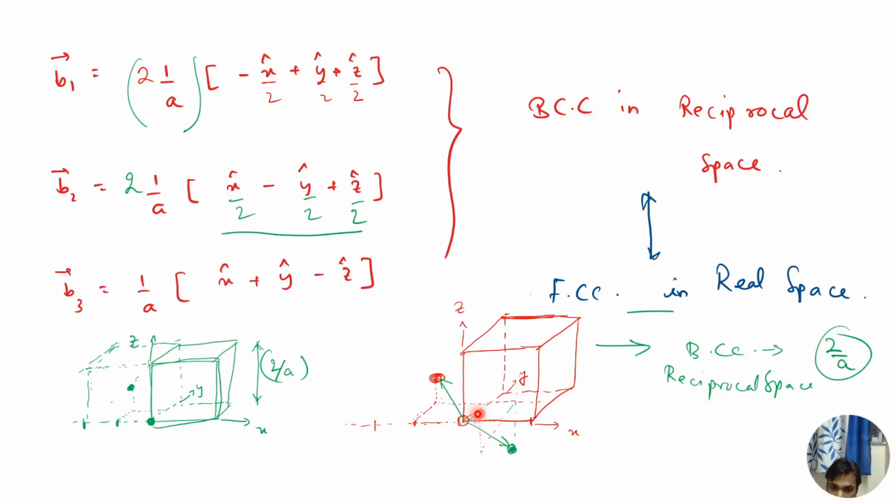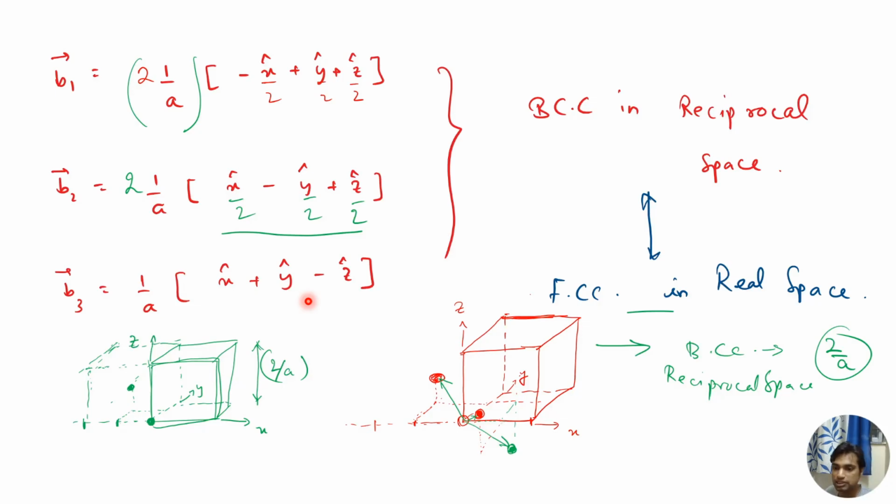So this is the body center of another adjacent cube, and this one is x cap by 2, y cap by 2, and minus z cap by 2. That is the body center of the one which is below that cube. So for this particular corner, you have three cubes adjacent to it, right? And these three denote the body centers of those three cubes. So that is why it is a BCC structure.